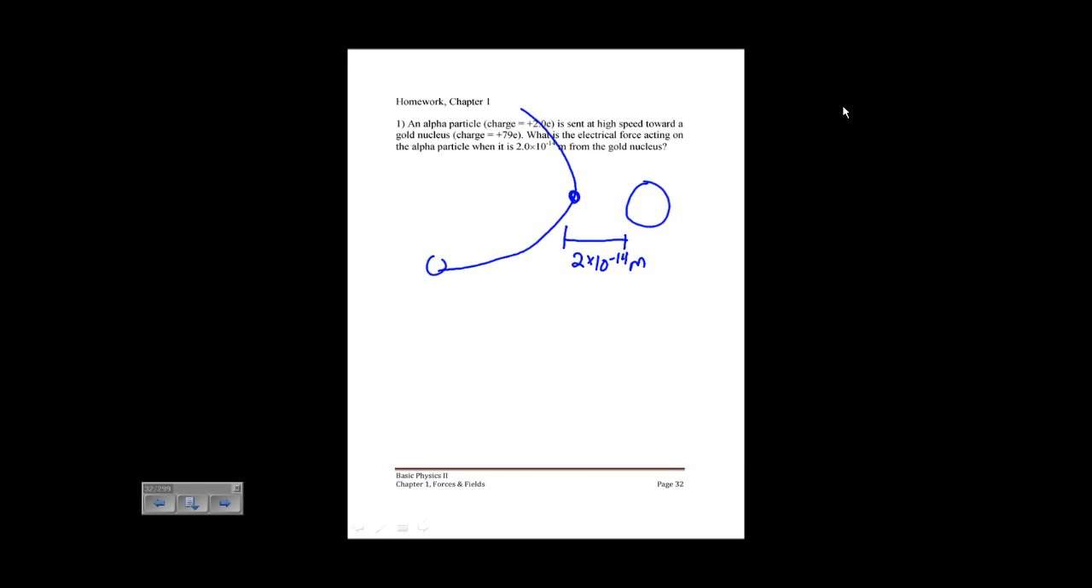Now they're both positive particles, so we know that the force is going to be repulsive like this, but we just really want to know the magnitude of the force. So it's a fairly simple Coulomb's law problem. Coulomb's law is F equals K Q1 Q2 over R squared. This is our R value.